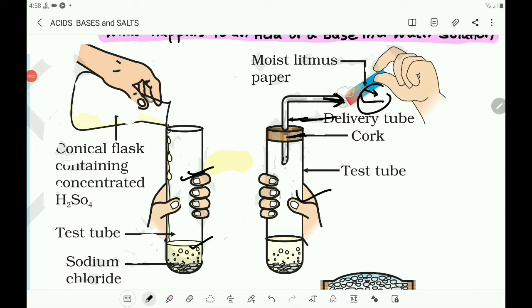This experiment shows that HCl gas does not show acidic behavior in the absence of water, but it shows acidic behavior in the presence of water. As dry HCl gas does not contain hydrogen ion in it, it does not show acidic behavior. This experiment suggests that hydrogen ions in HCl are produced in the presence of water. The separation of H plus ion from HCl molecules cannot occur in the absence of water. It occurs in the presence of water.